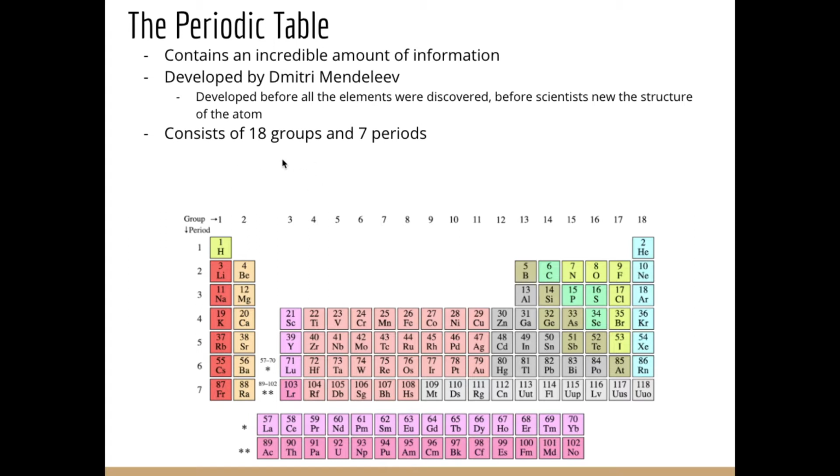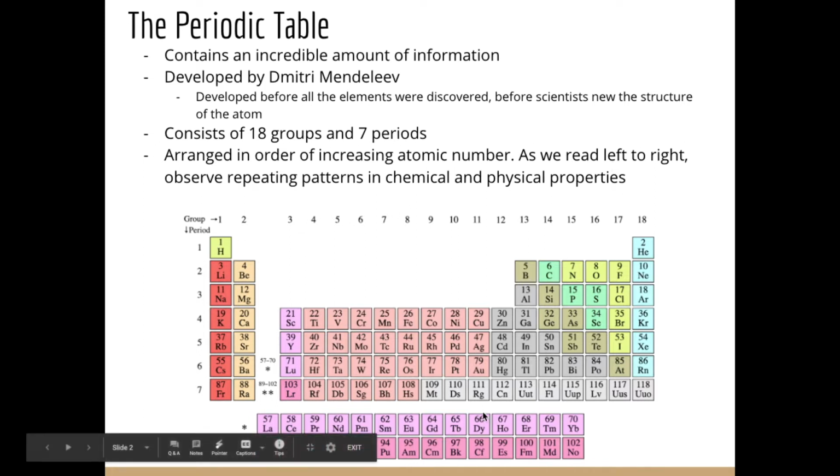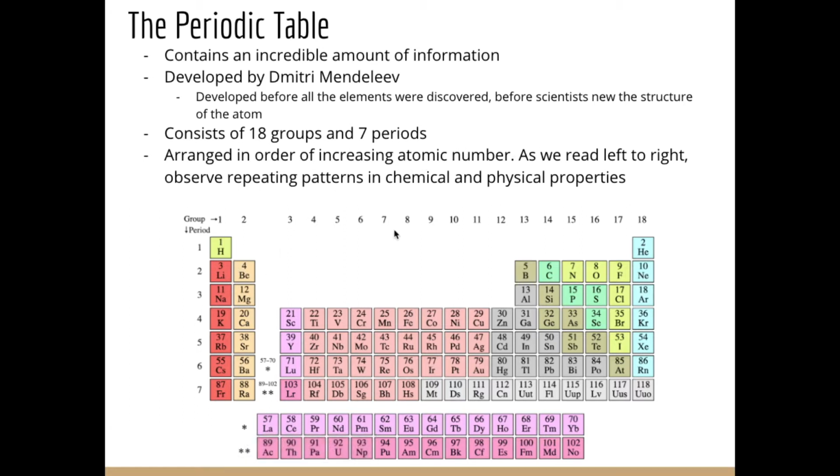But at this point, we know the periodic table, we've got 18 groups being the columns, and we have 7 periods, plus our lanthanides and actinides down the bottom. And we arrange these in order of increasing atomic number, where we've got hydrogen with 1 proton, helium with 2 protons, lithium with 3 protons, so on and so forth.